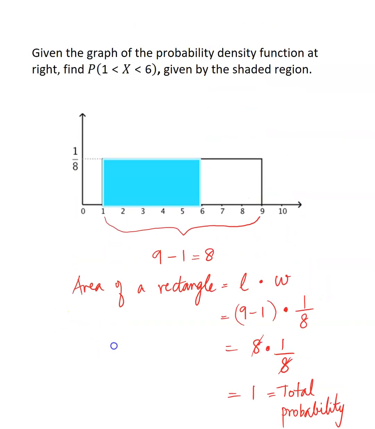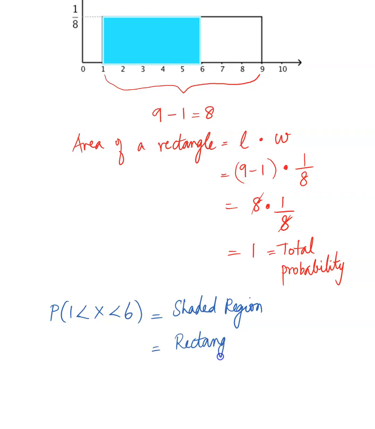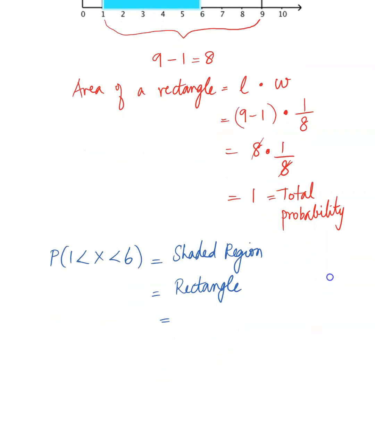Let's write P of 1 less than x less than 6. This is nothing but the shaded region. And we can see that the shaded region is a rectangle. And if it's a rectangle, let me just say area of a rectangle, that will make it more accurate.